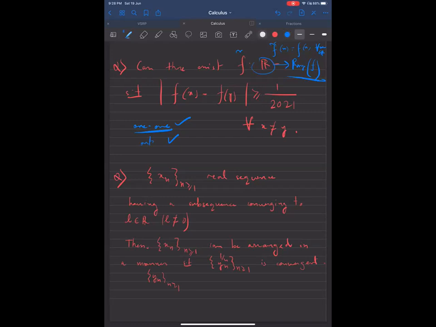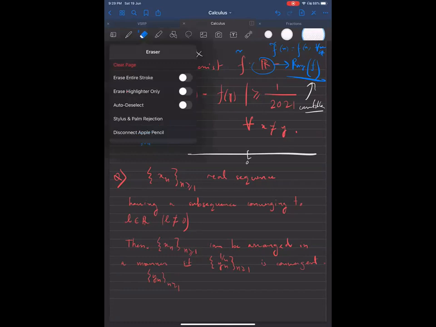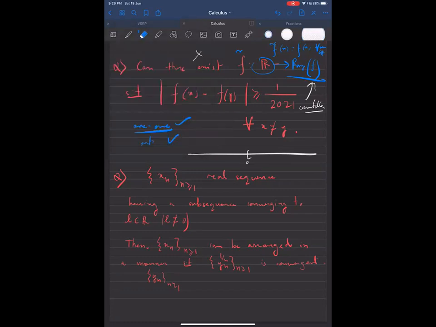Now, if we can show that the range of f is countable, then we get a contradiction, and so there can't exist any such function. And why is it countable? Because we can divide the whole set of real numbers into intervals of length 1 by 2021. We take 0, then we take 1 by 2021, then 2 by 2021, and so on.